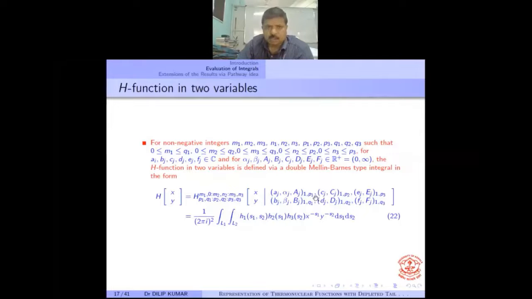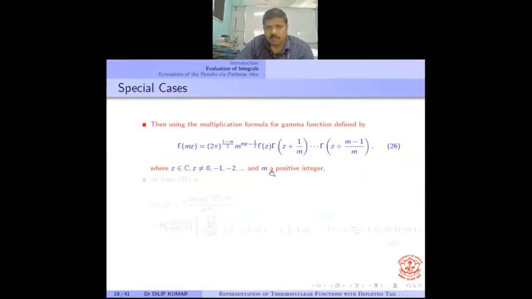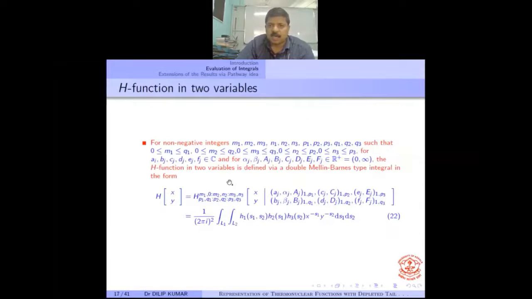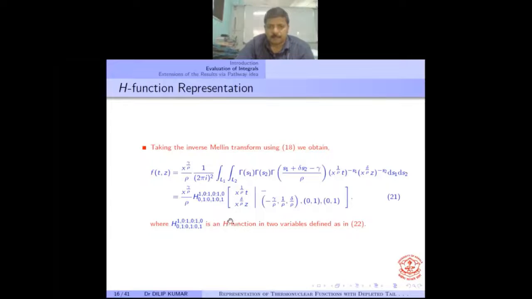For more details on this h function of two variables, you can go to Srivastava's book or Mathai and Saxena's 1978 book. I will show the reference. Anyhow, this way we can represent this in terms of a two variable h function. Okay, so that is the advantage.